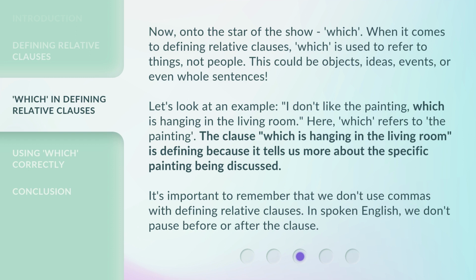Let's look at an example. I don't like the painting which is hanging in the living room. Here, which refers to the painting. The clause which is hanging in the living room is defining because it tells us more about the specific painting being discussed. It's important to remember that we don't use commas with defining relative clauses. In spoken English, we don't pause before or after the clause.